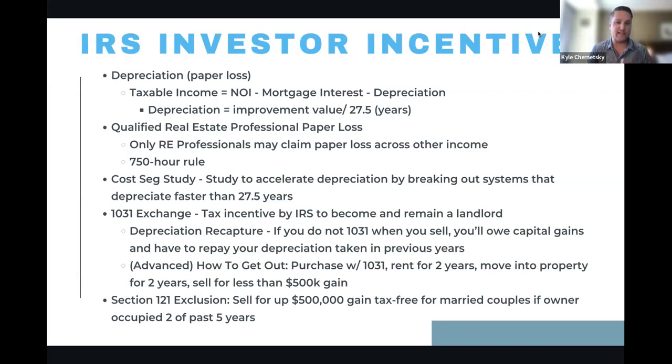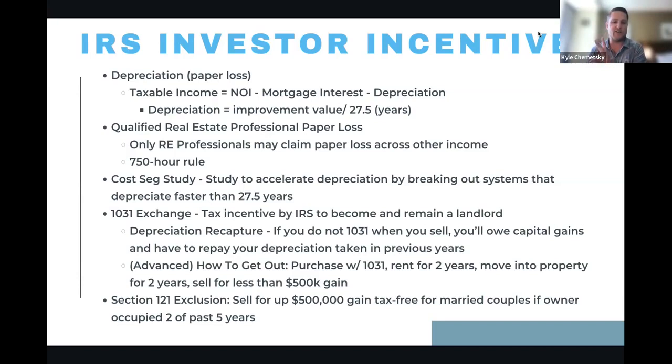If you don't understand 1031 exchanges yet, plug your ears and do a little song so you don't hear me. An advanced strategy is, if you do want to get out of being a landlord, the loophole is you sell property A in order to buy property B on a 1031 exchange. You rent that out for 2 years to satisfy the seasoning rules for a 1031 exchange. And then you can move into that property as your primary residence.